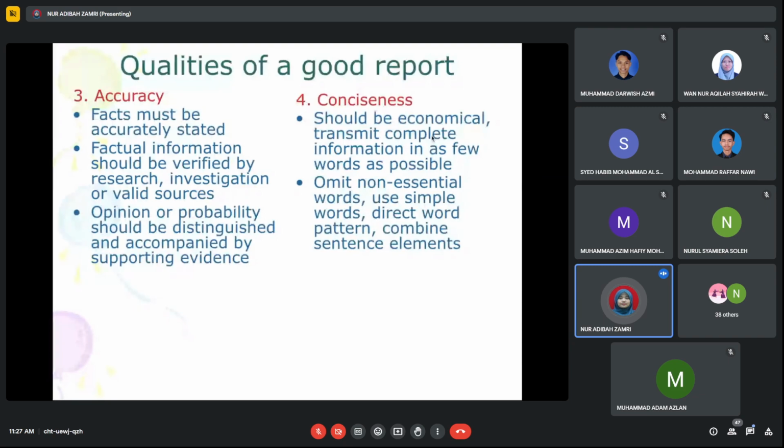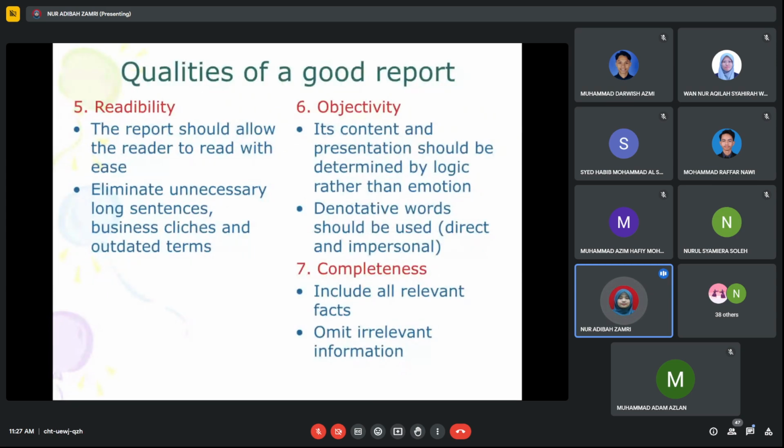It should be economical, transmitting complete information in as few words as possible. So for this one, omit non-essential words, use simple words, direct word patterns, combine sentence elements, and so on. Like I mentioned just now, please make it simple. You don't have to use bombastic words, don't use jargon, and so on. Okay, next is readability.